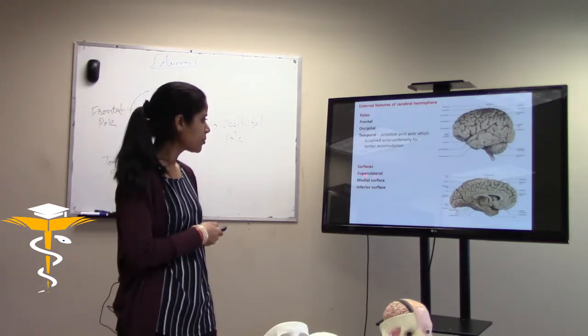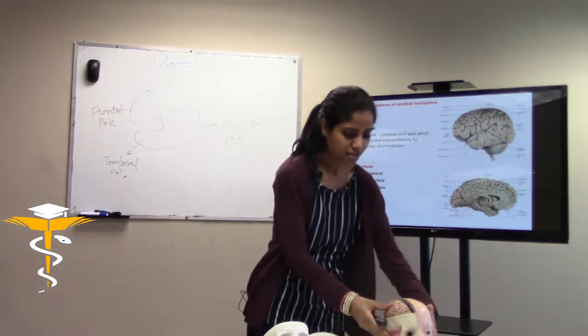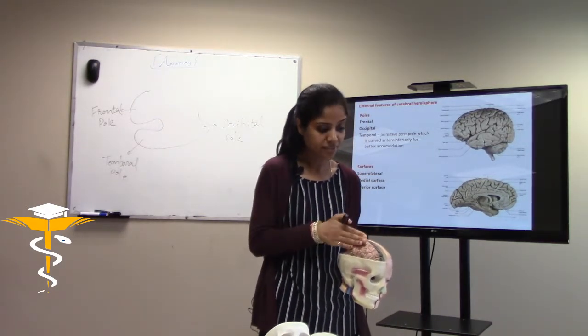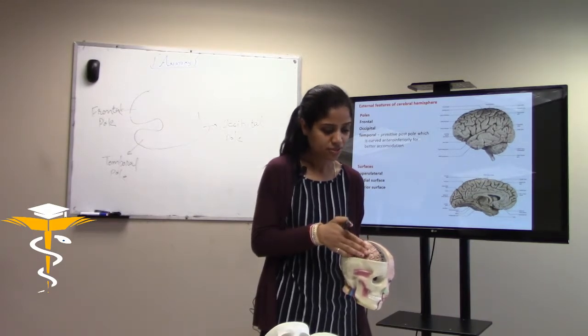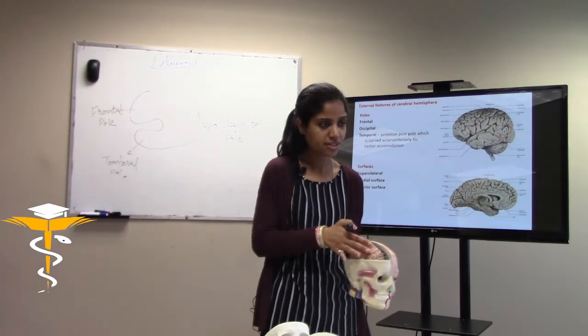So what does the superolateral surface depict? This depicts the surface of the cerebrum which is directed a bit superiorly and laterally, right? So this is the superolateral surface of the cerebrum. Is it clear?